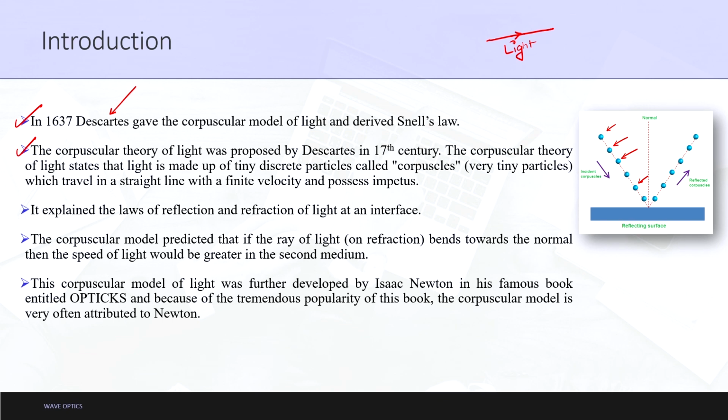Moving on, it explained the laws of reflection and refraction of light at an interface. The laws you have already studied in previous classes, the basic laws of reflection and refraction, were explained using this theory. Which theory? The corpuscular theory of light.